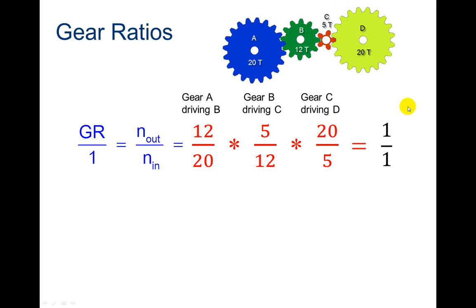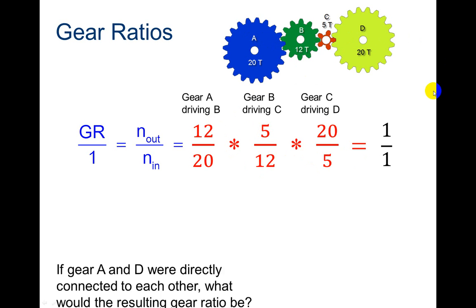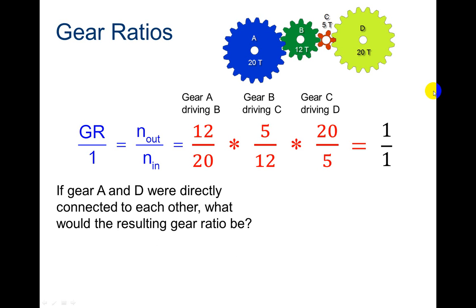And notice that every single time, gear B is on top, and again B is on the bottom. It's always going to cancel out. C is on top, and it's on the bottom again. It's always going to cancel out. So whenever we have a longer gear train, all we have to do is look at the gear ratio of the first one and the last one, because the others will always cancel out. If gear A and D were directly connected to each other, the result would be the same.